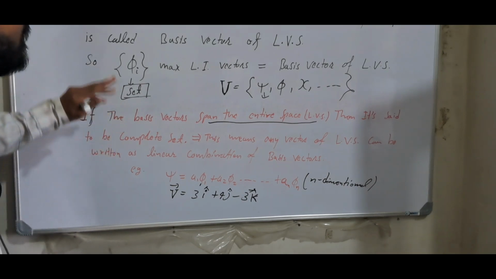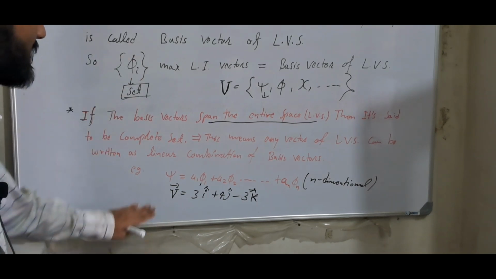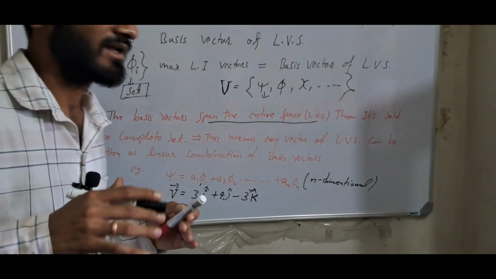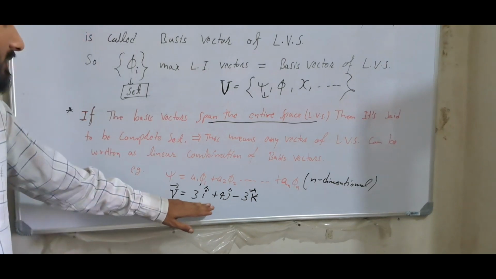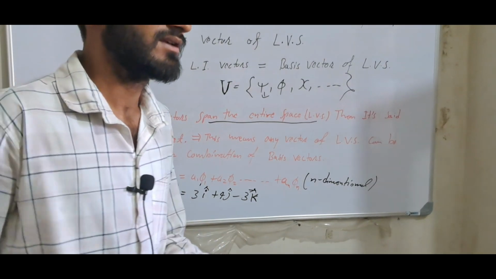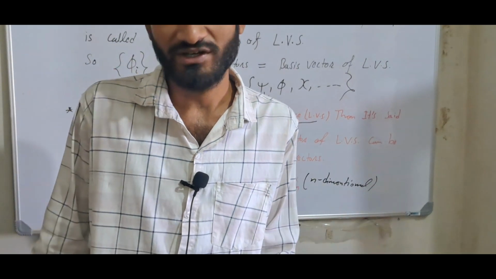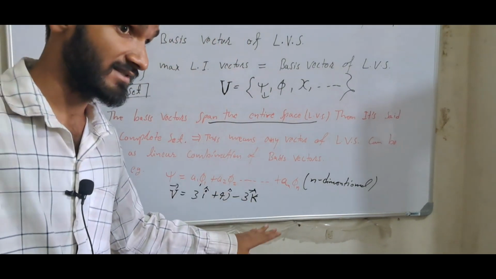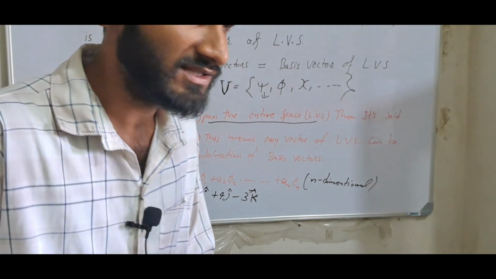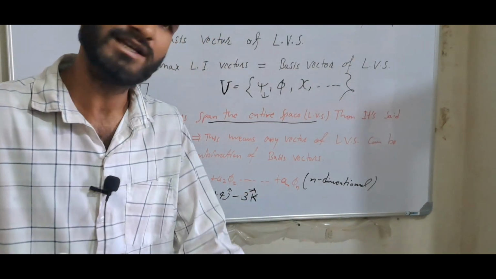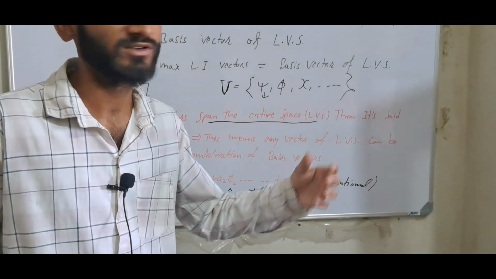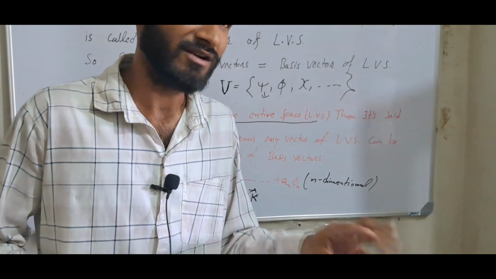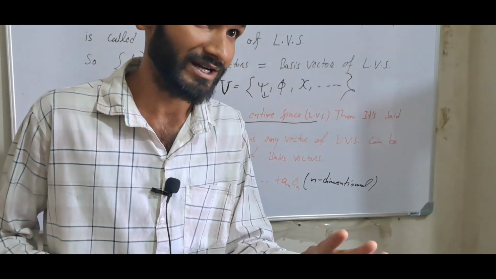If you get the proper idea of what a basis vector means, now let's talk about the dimensionality: why the three-dimensional vector space is called three-dimensional, because there are only three maximum vectors. Even if you change the coordinate system from Cartesian to spherical or cylindrical, the maximum linearly independent vectors are only three for a three-dimensional vector space.